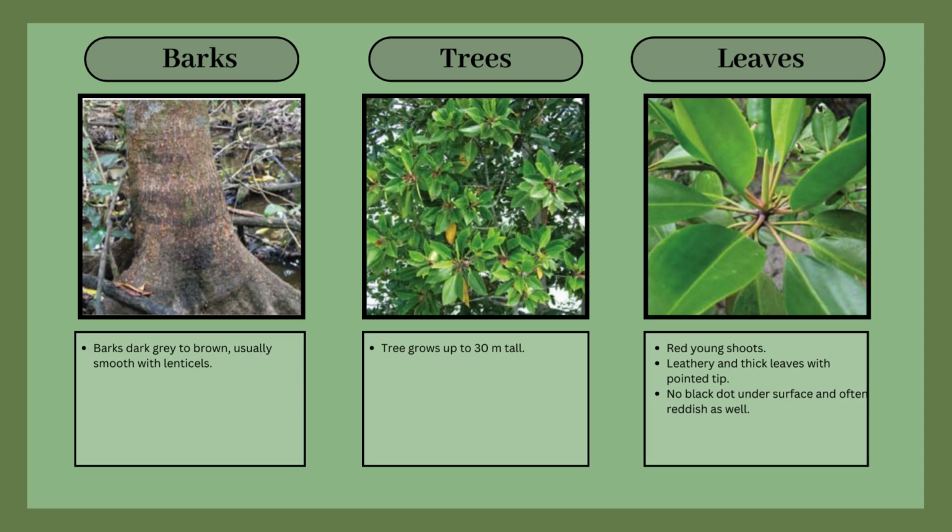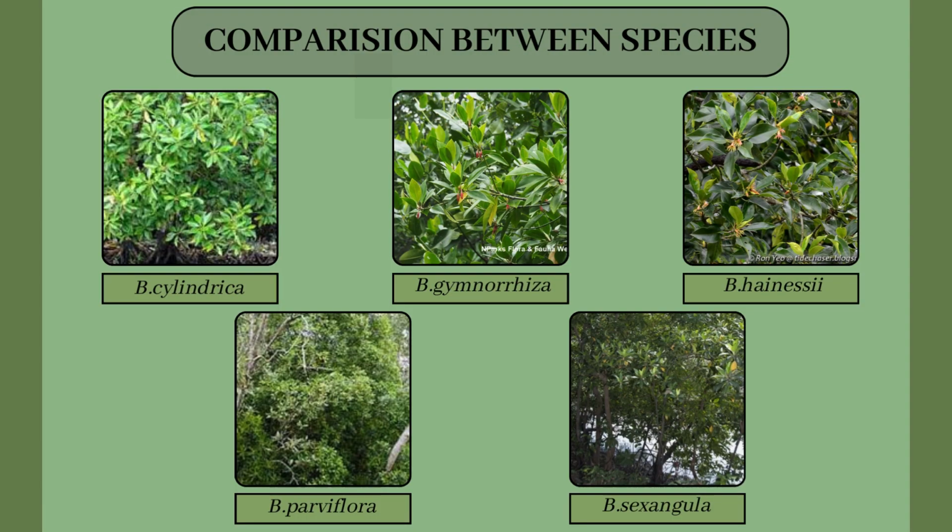The tree of Bruguiera gymnorrhiza can grow up to 30 meters tall. The leaf is red when young, short, leathery and thick with a pointed tip. No black dots on the underside surface and often reddish as well. This is a comparison between species: Bruguiera cylindrica, Bruguiera gymnorrhiza, Bruguiera hainesii, Bruguiera parviflora, and Bruguiera sexangula.